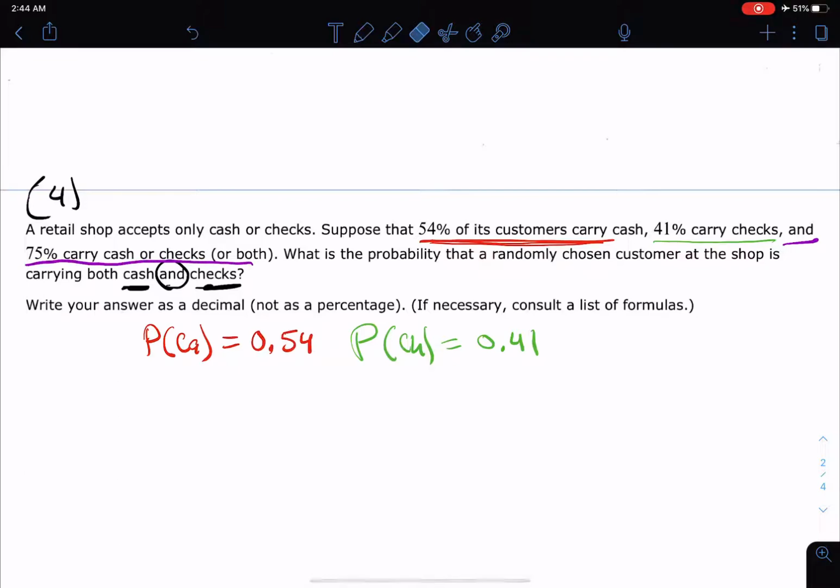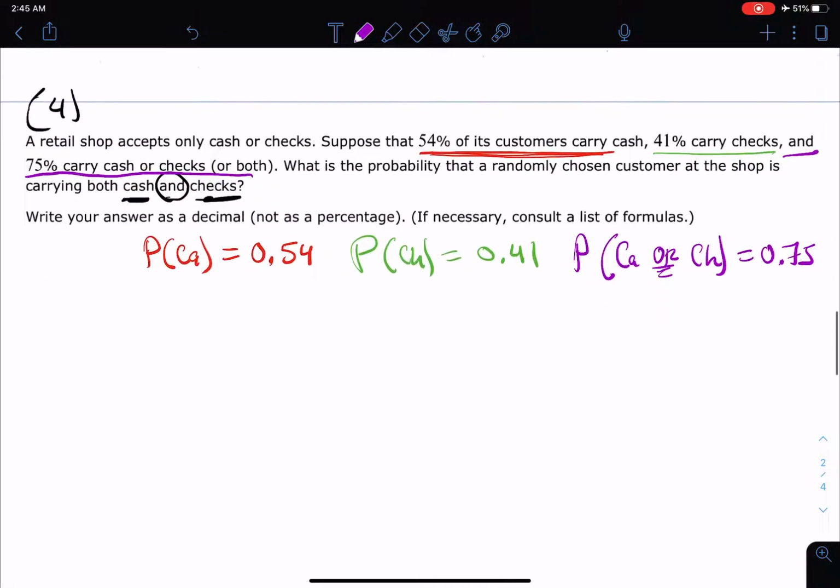Okay, so this one is going to be just the probability of cash or checks. There's the keyword or, and that's 0.75. Okay, so this one's a little bit tricky. So we kind of need to use our formula here. I'm going to try to color coordinate this.